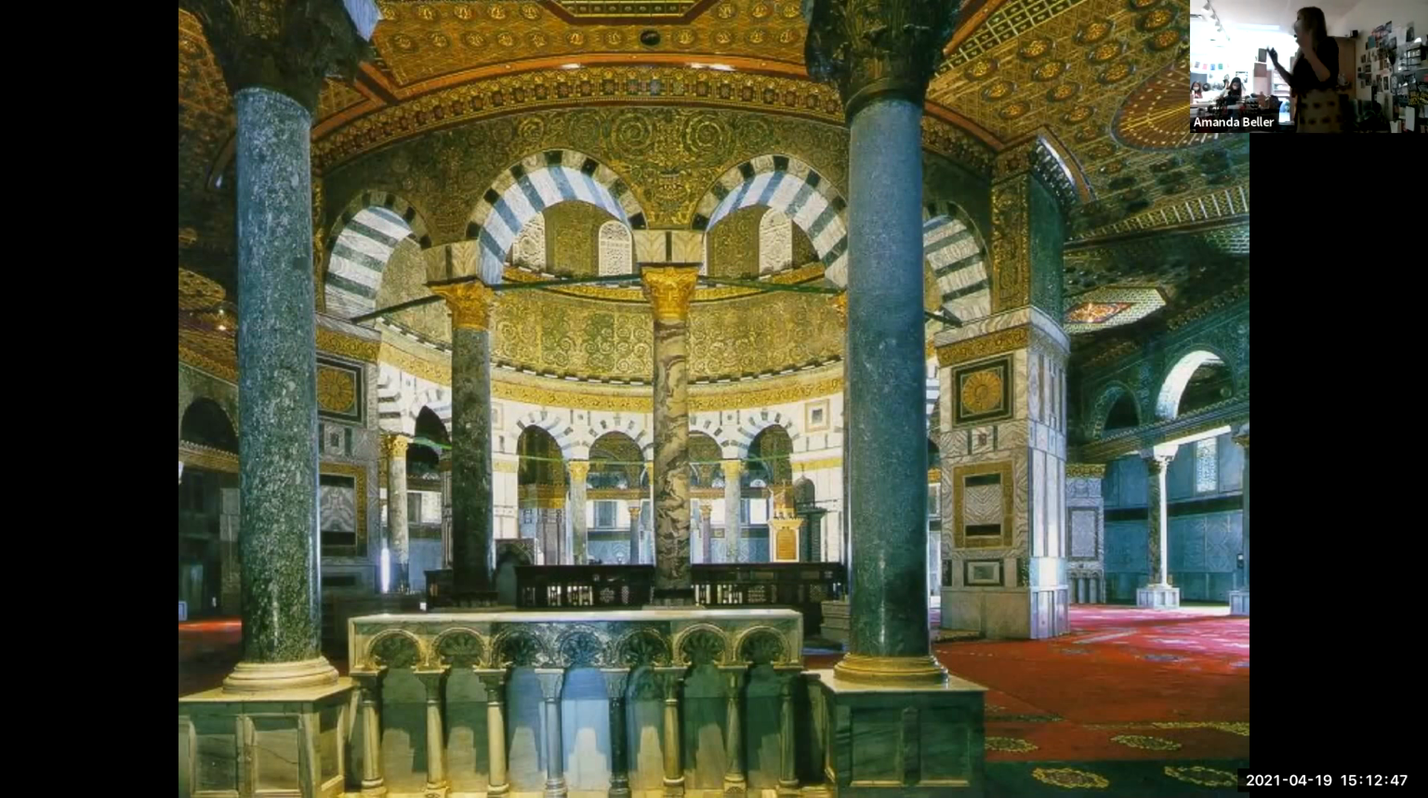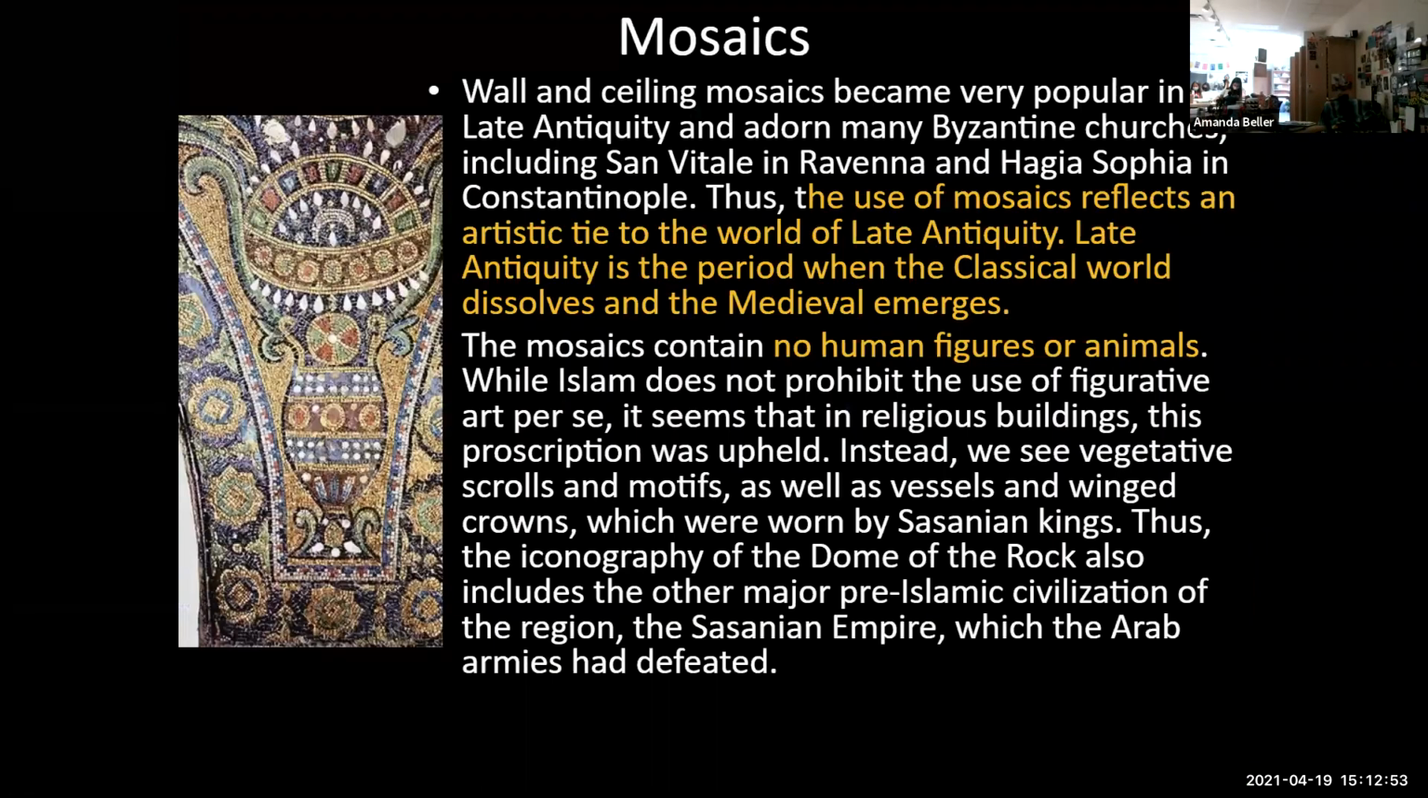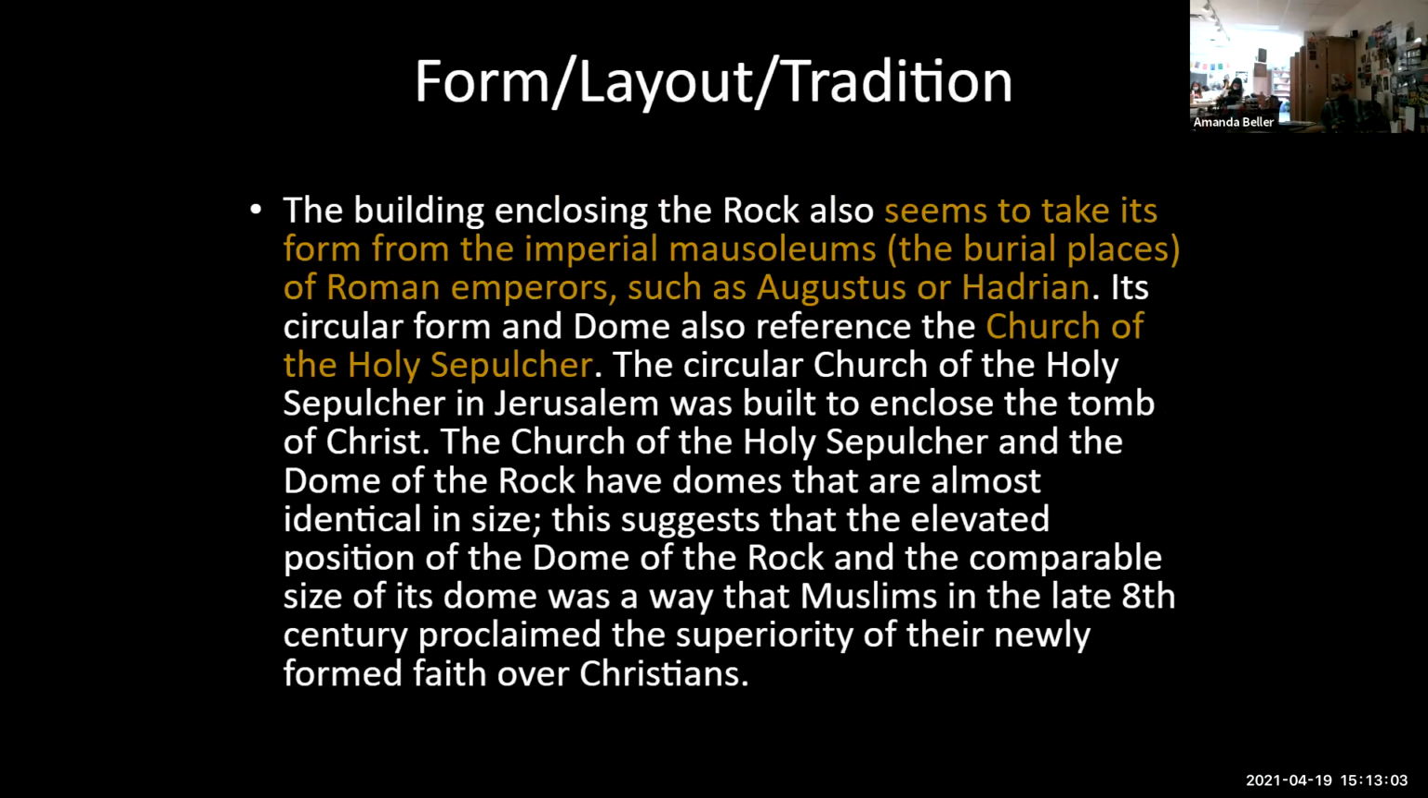It has that colorful marble. It looks like San Vitale. Very, very similar. Because this is an Islamic sacred site, even though it's not a mosque, there are no human figures or animals. It has to just be designs. We call that aniconic.